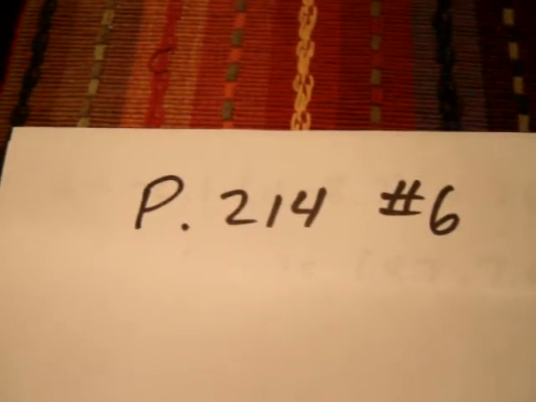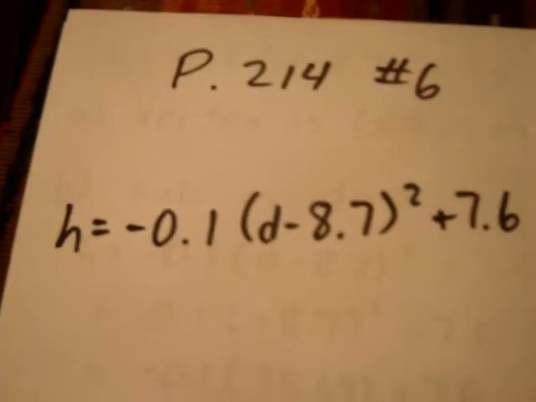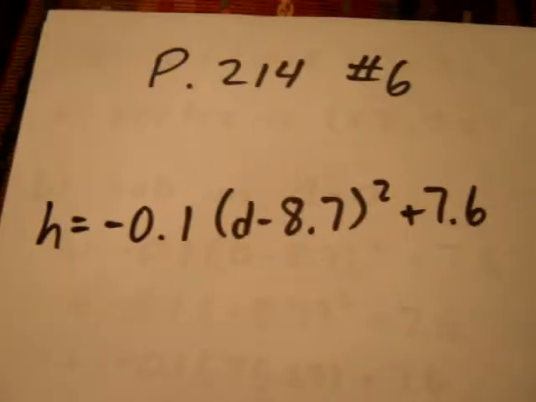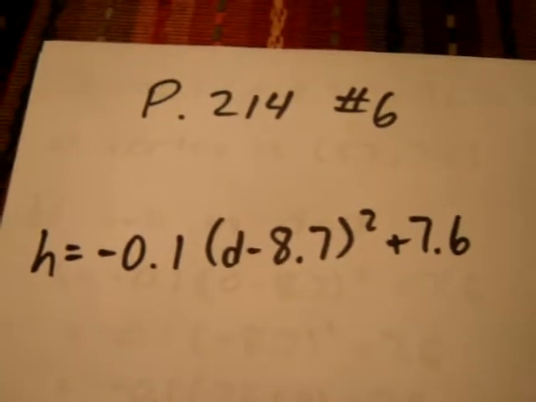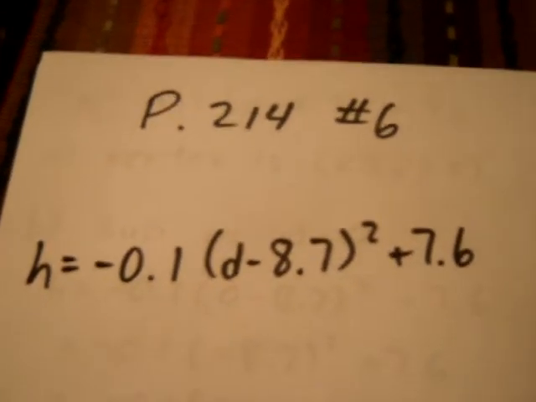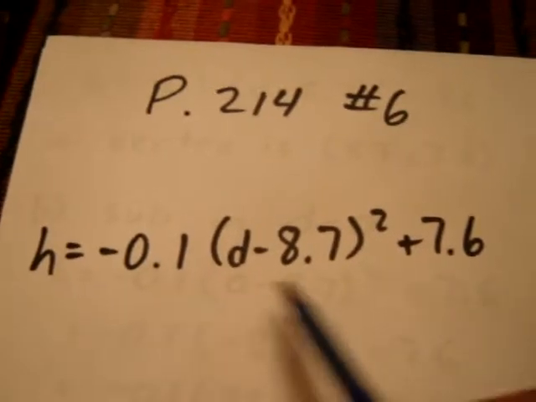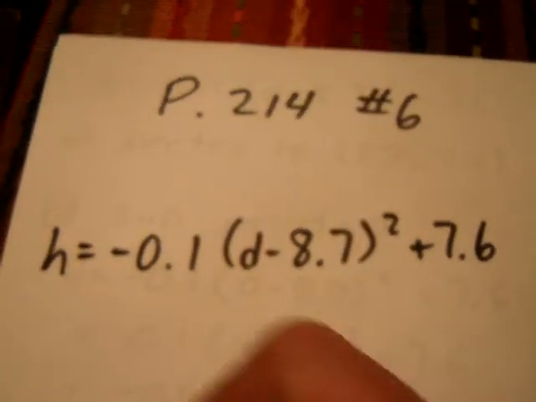Let's look at page 214, number 6. This question talks about a football that was kicked, and a relation is given to express the height of the football as a function of its horizontal distance covered. The question says that h equals negative 0.1 times (d minus 8.7) quantity squared plus 7.6. This is a parabola in vertex form.